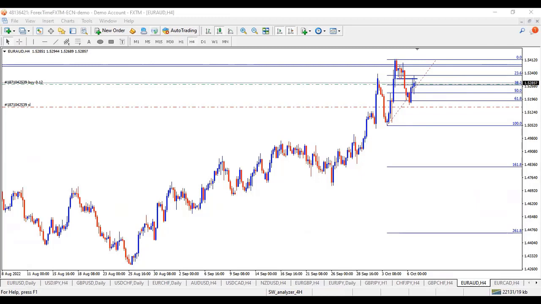I'm just counting. It's made 150 pips. It's actually more than that, but if I was in that trade, I would have taken 150 pips.